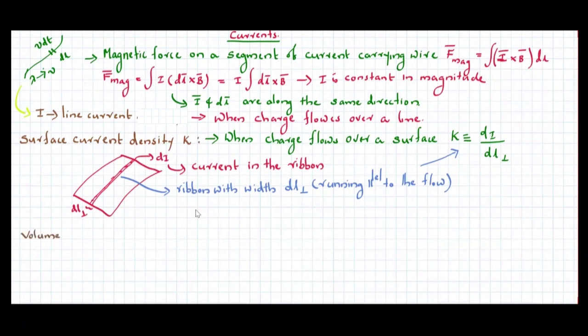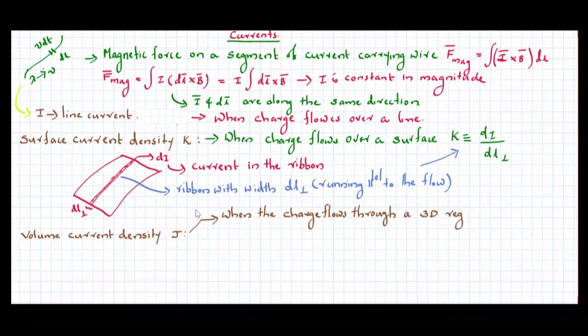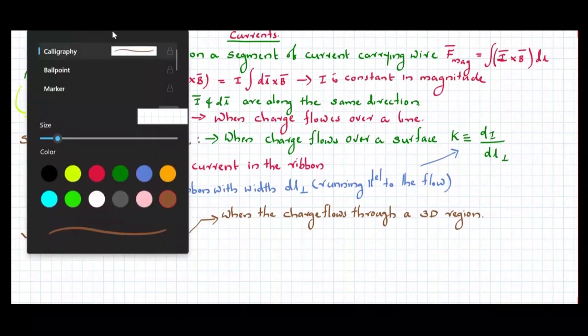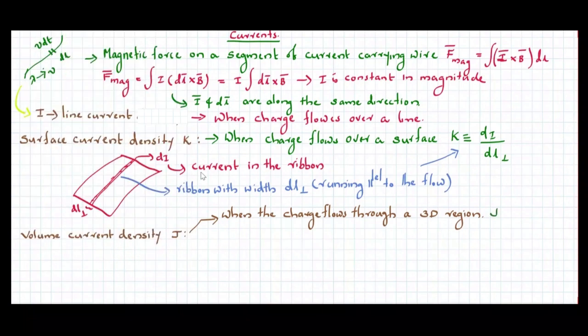In the same way, you can define volume current density J. When the charge is flowing throughout a three-dimensional region, we will describe it by volume current density J. When the flow of charge is distributed throughout the three-dimensional region, we describe it by volume current density J. So how to define J? J is nothing but di by dA perpendicular.